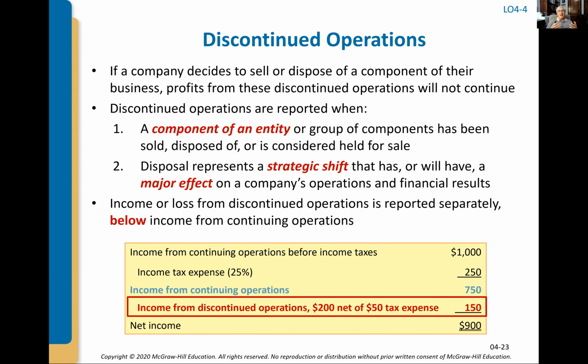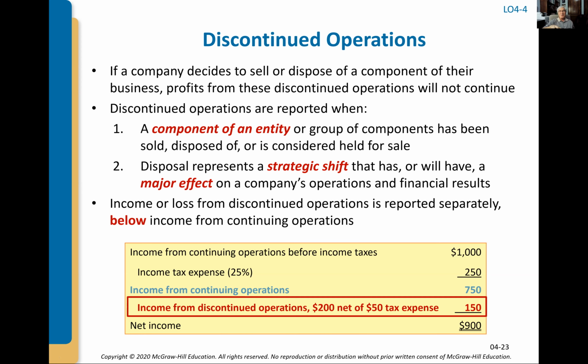And then another obvious temporary item, and this is more clear, and this is GAAP. This is not a non-GAAP item: discontinued operations. If the company has decided to sell or dispose of a significant component of their business, that means those profits are definitely not going to continue, and GAAP requires you to record that in a separate section of the income statement, as we saw earlier. So we'll have income from continuing operations, and then income or loss from discontinued operations.